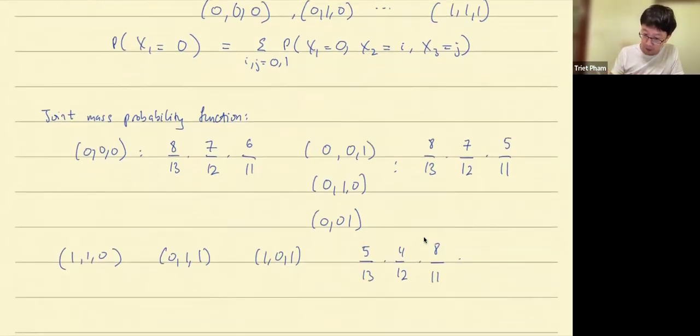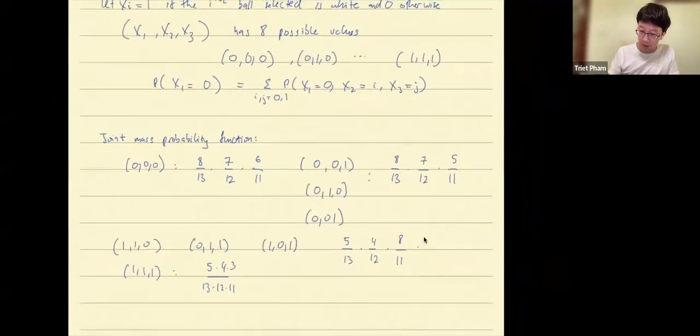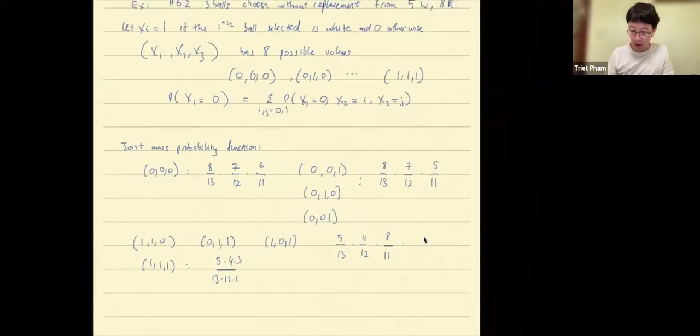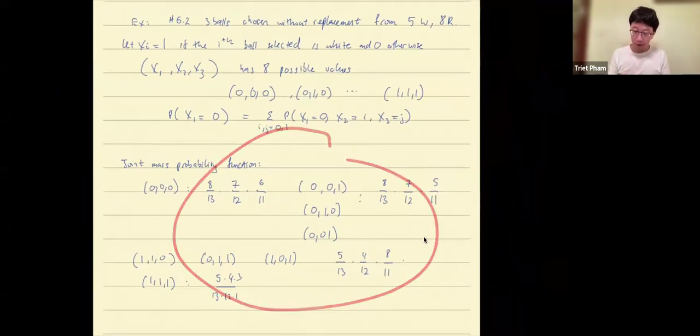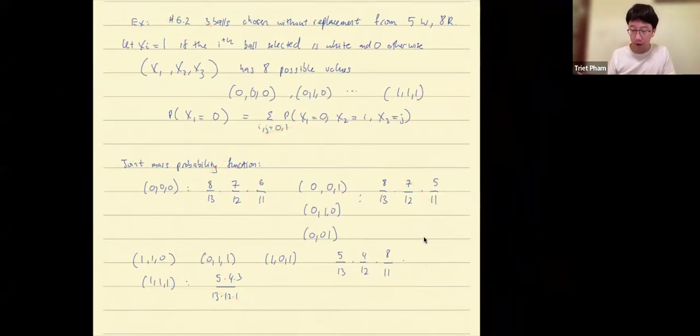And finally, right, 1, 1, 1 will be all whites, right? 5 times 4 times 3 over 13 times 12 times 11. Okay. So again, we're just writing down a particular example for this particular problem. And there are different variations that you have to work out in your homework.